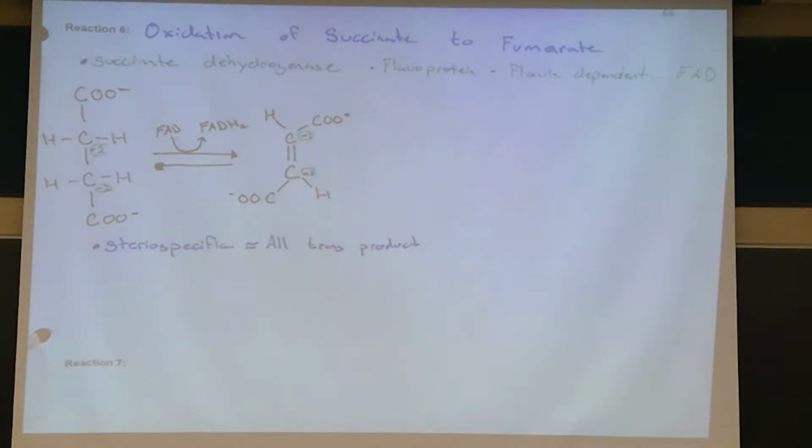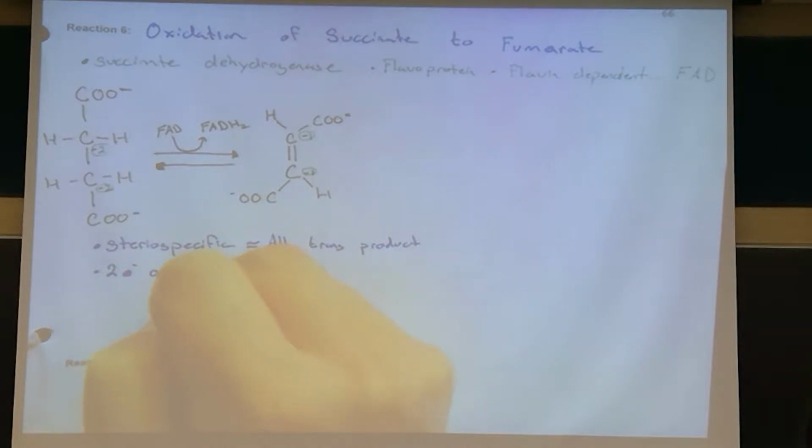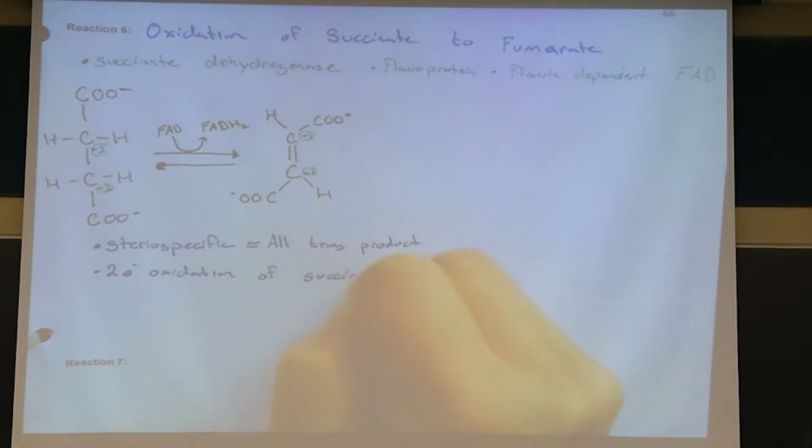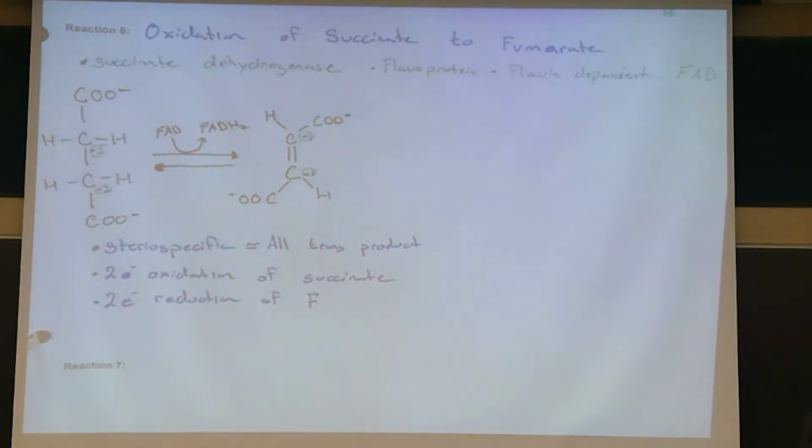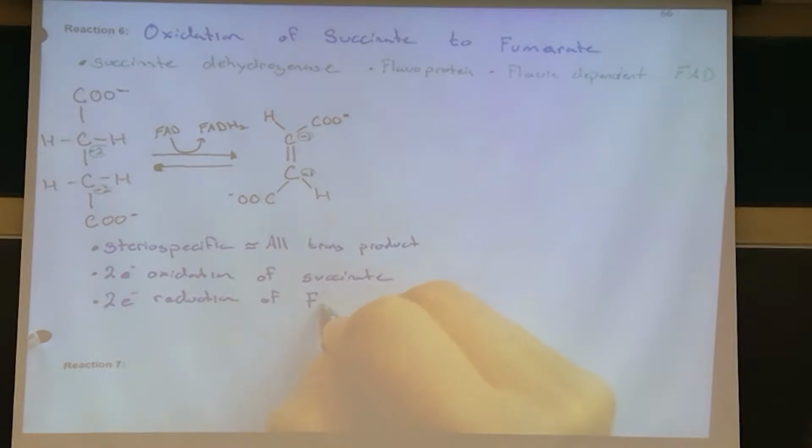Loss of 2 electrons, a 2-electron oxidation of succinate. We also call this a 2-electron reduction of what? Fumarate is going backwards. However, the oxidation going this way is also paired with the reduction of FAD.